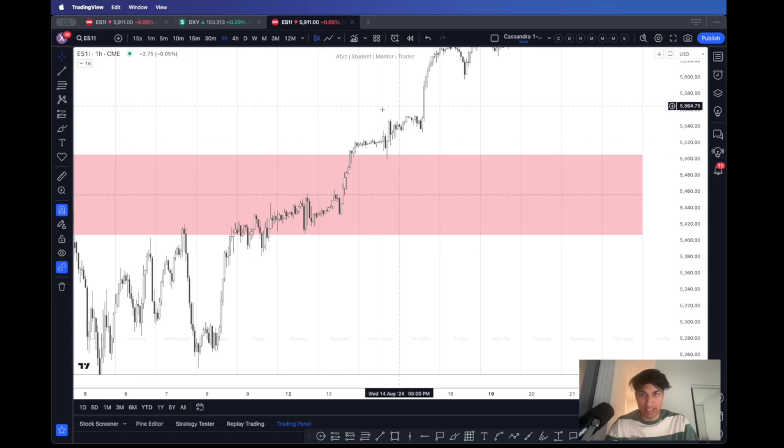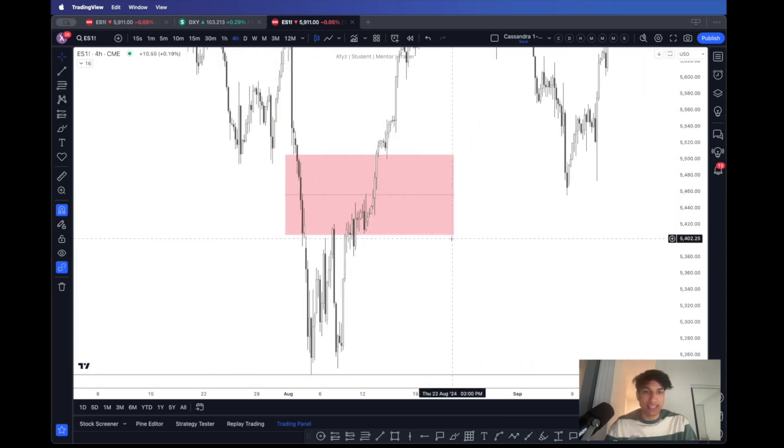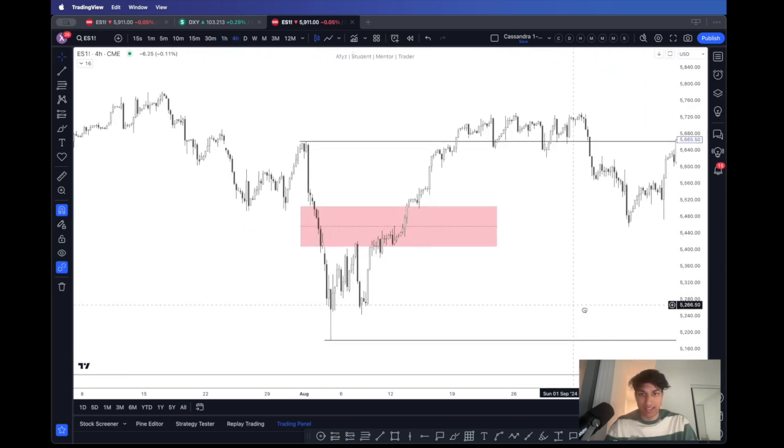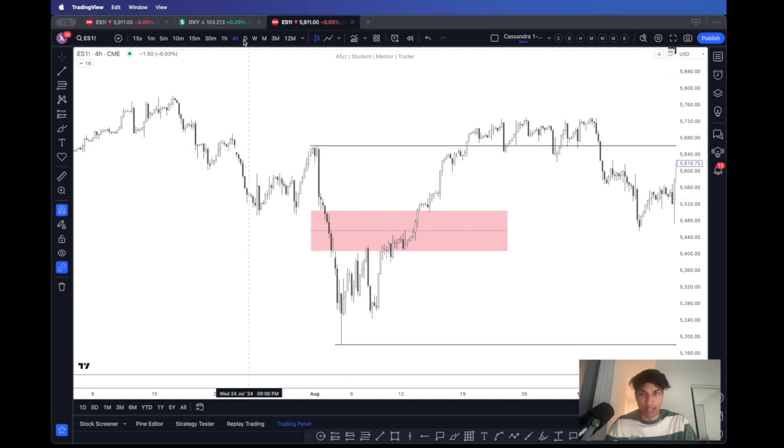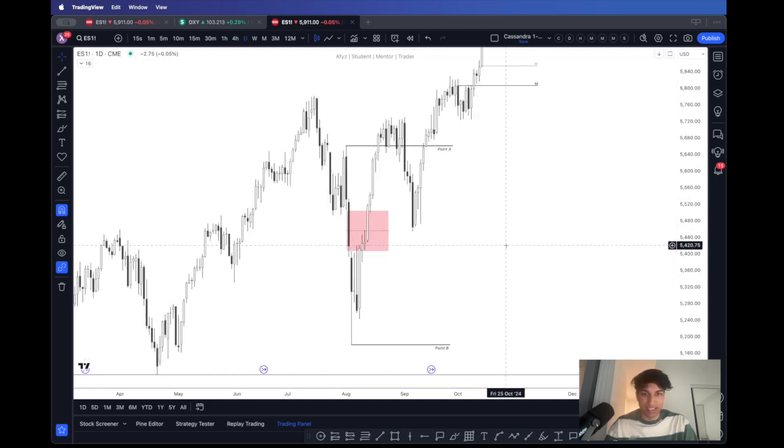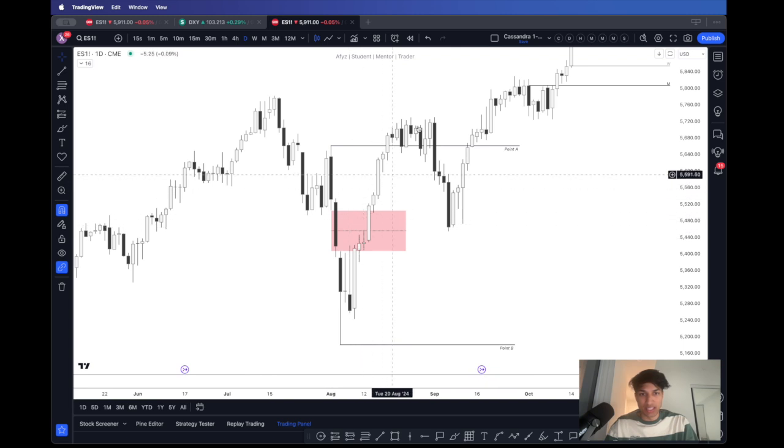Instead, we get displacement higher, and the minute this daily PD array is invalidated, we can now say that the draw on liquidity becomes this daily swing high. As you can see, price draws into this daily swing high before consolidating again.